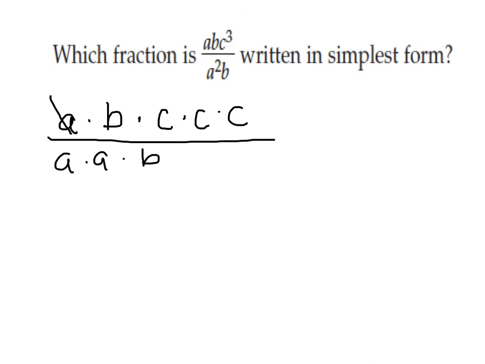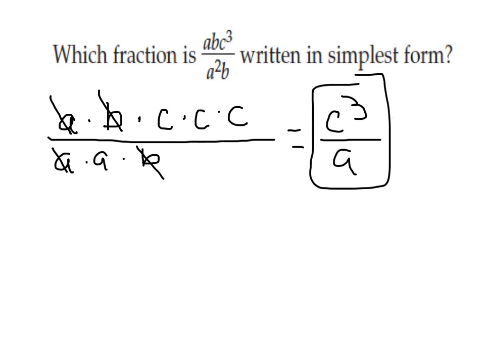I have an a on top and an a on bottom. Can't do any more a's. Go to my next letter, or my next variable. I see 1 b on top cancels the 1 b on bottom. There are no c's on the bottom. So here we go. It's time to gather all our variables on top. So c times c times c is c cubed. And all that's left on the bottom is just the a. And that, ladies and gentlemen, is our answer of our algebraic fraction, simplest form.